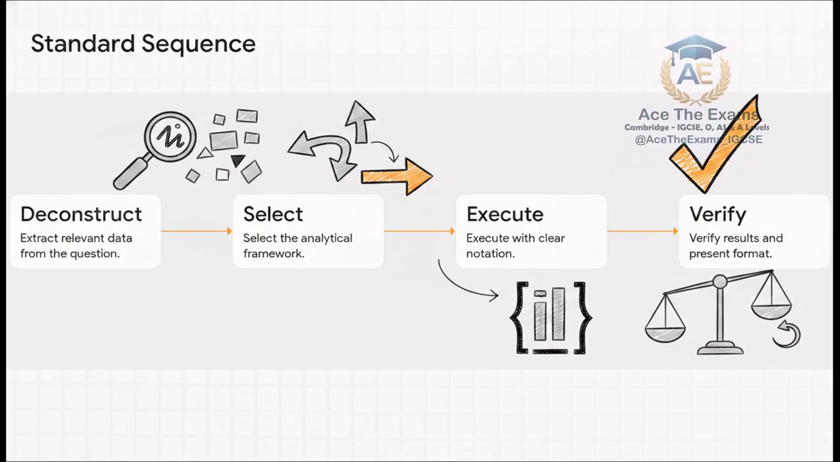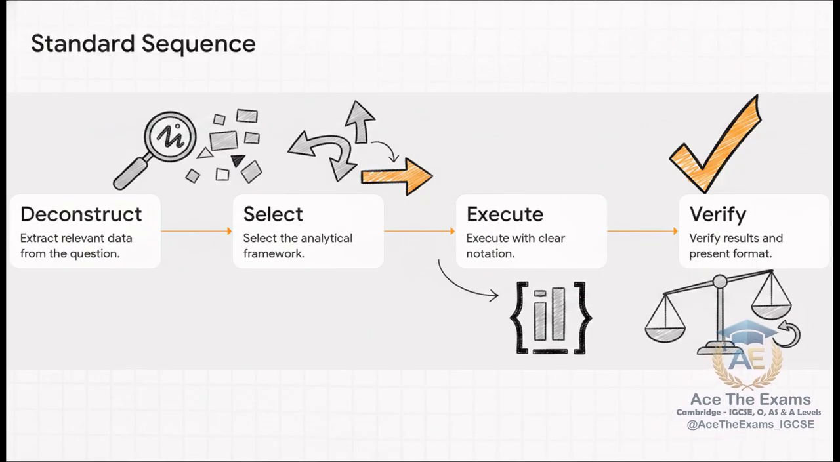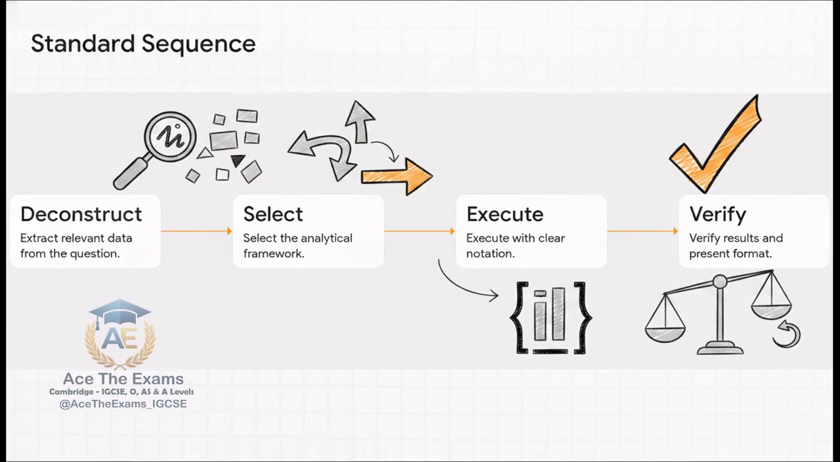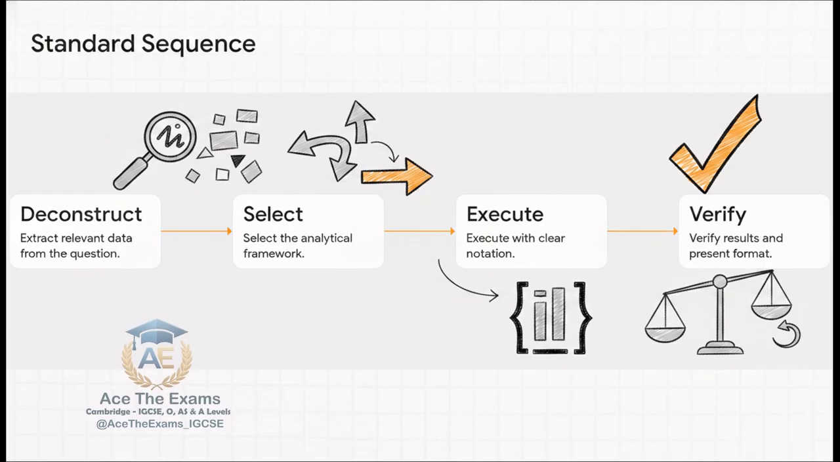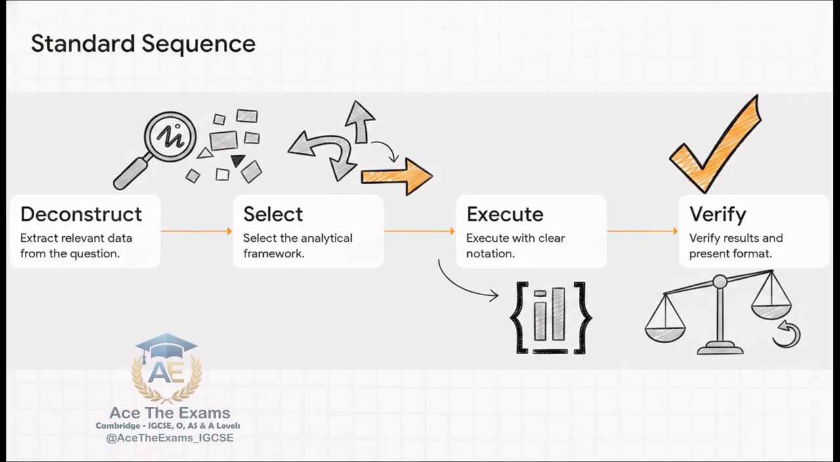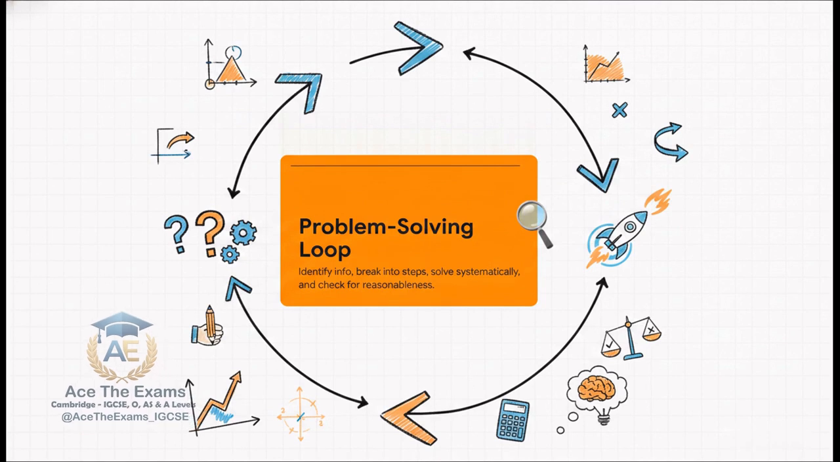Step 1. Deconstruct the question and extract the data. Find those key elements hiding in the text. Step 2. Select the analytical framework. Ask yourself, okay, which specific vector principles actually apply to this scenario? Step 3. Execute with clear notation. This means taking the time to use proper vector underlines, bolding, or setting up your column vector formats, whatever the question specifically demands. And Step 4. Verify your results and present your formatting clearly. Don't just wipe your hands clean when you find X and Y. You've got to verify them. To really cement this blueprint, we use something called the deconstruct, solve, evaluate loop.